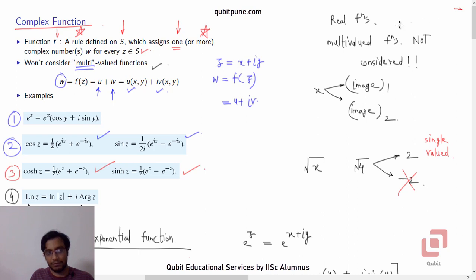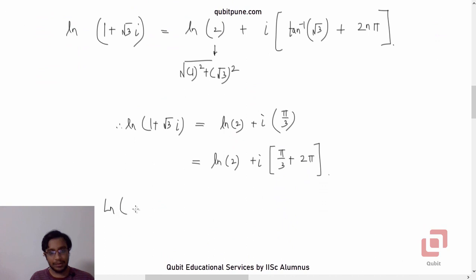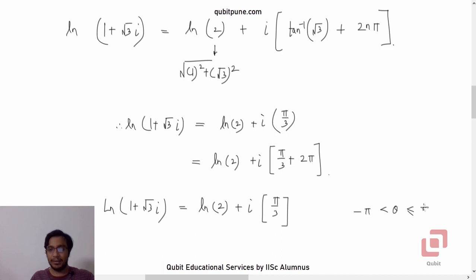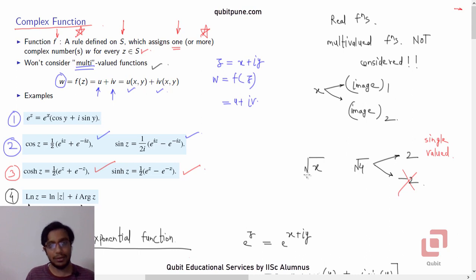But as of now we will consider only the single valued functions, and hence we will consider the principal argument. Meaning when we talk about principal logarithm of 1 plus root 3i, the real part is not going to change, but for the imaginary part we'll only consider the principal argument, that angle theta which lies in the interval open at minus pi, closed at pi. So this is the idea behind complex multi-valued functions.